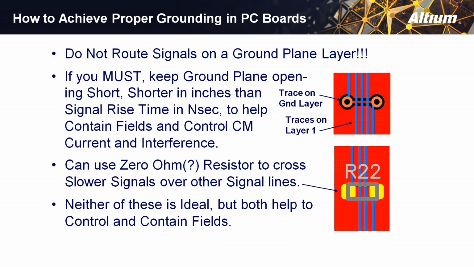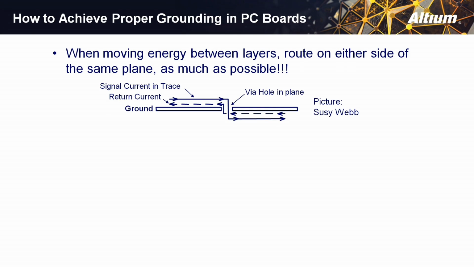Neither of these is ideal, of course, but the reality is in the low layer board count world, sometimes these things become necessary. So keep that in mind. Speaking of layers and changing layers, why do we change layers? Well, the reason we change layers is to change direction. We route maybe layer 1 in the X direction, and then the next signal layer down, if it was layer 3, we'd route in the Y direction, and so on down through the board stack. So when you change layers, you do it to change direction.